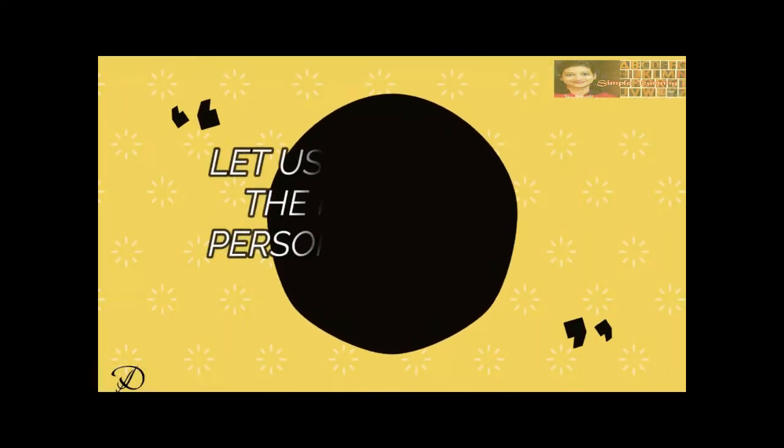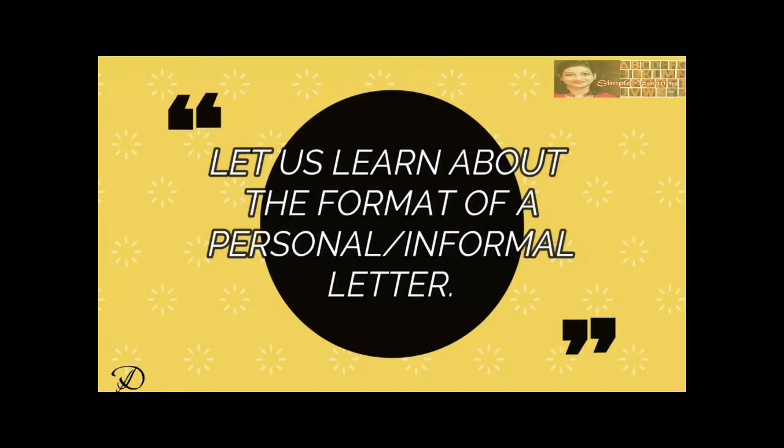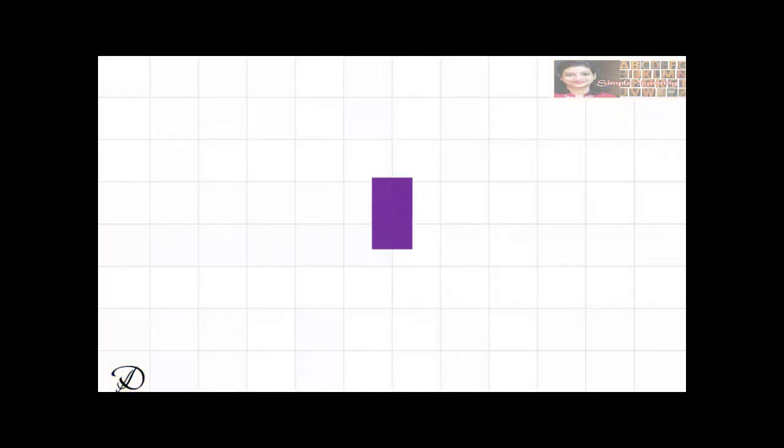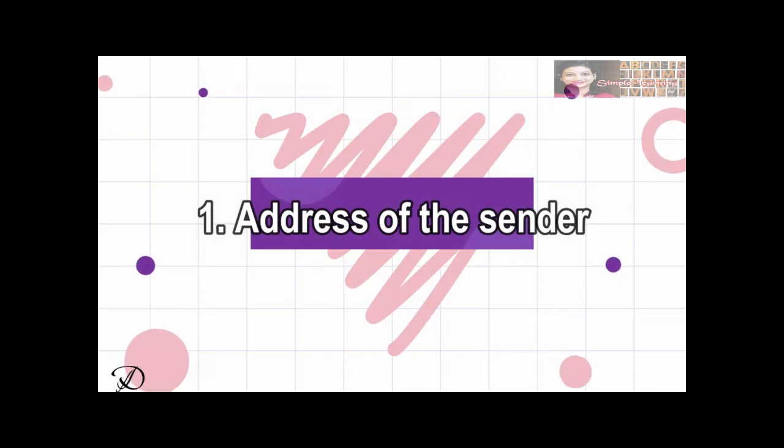To write letters, we have to maintain some formalities. We have to write parts of a letter in right places. For this, we have to know about the format of a personal or informal letter. There are 8 parts in such letters. So let's start. The first point is address of the sender.